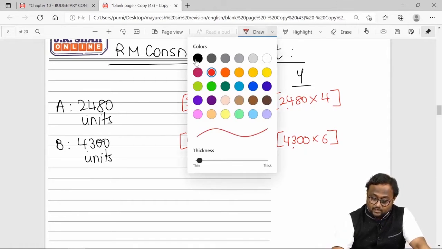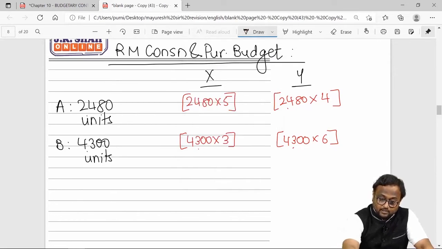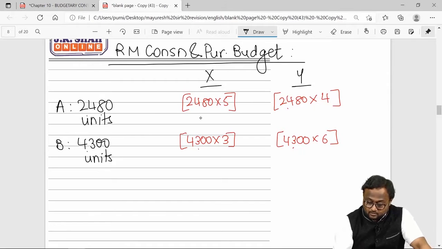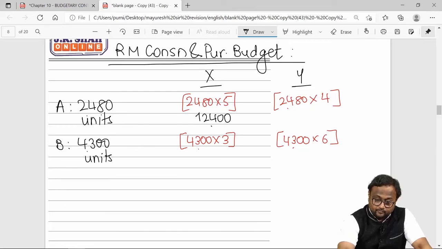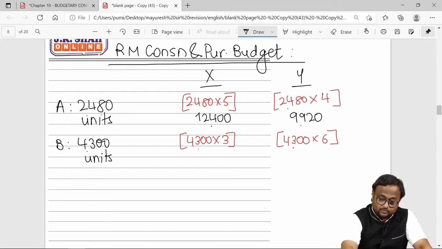Again, you can put that 2480 on a constant multiplier into 5, 12,400 into 4, 9920.